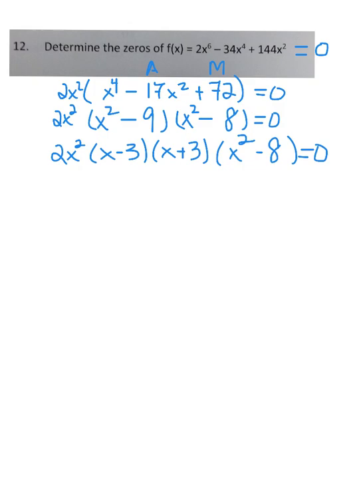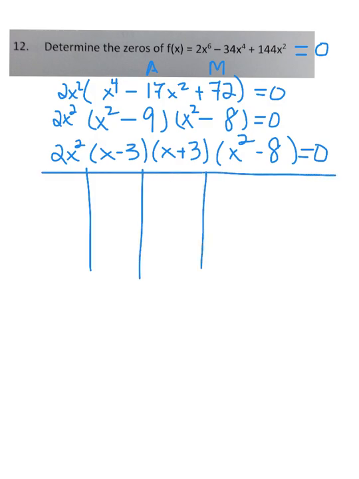But that's not what the question's asking. It's asking for the zeros. So this is where we're going to do our little t-chart. All right, so we're going to set each of these factors equal to 0. Now there's some cheater methods, you know, where you can just change the sign of some of these, but I'm just going to show it all. I think it'll be a little bit easier.